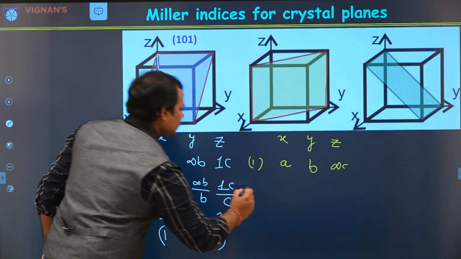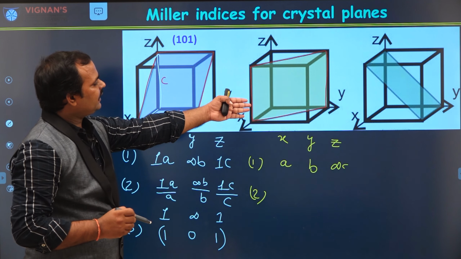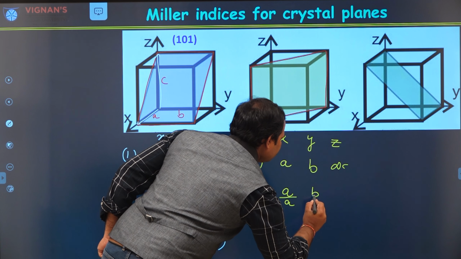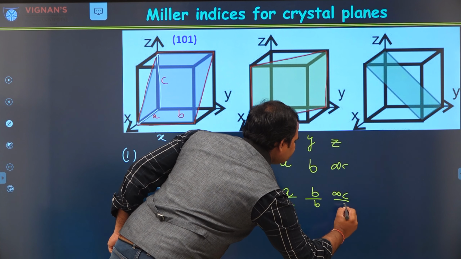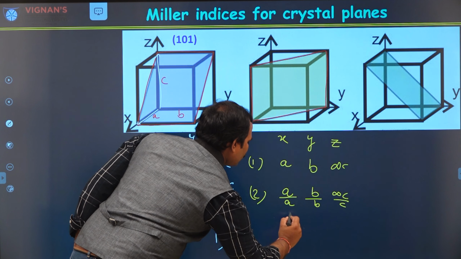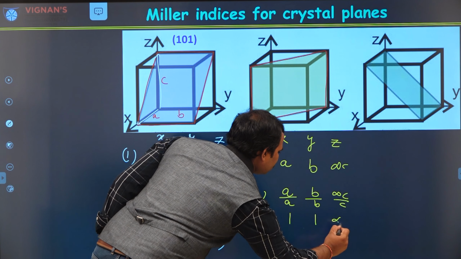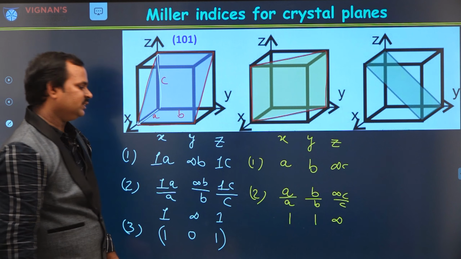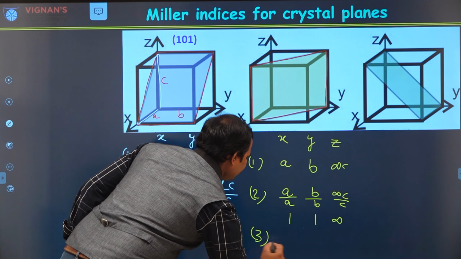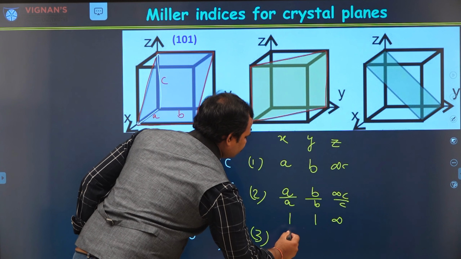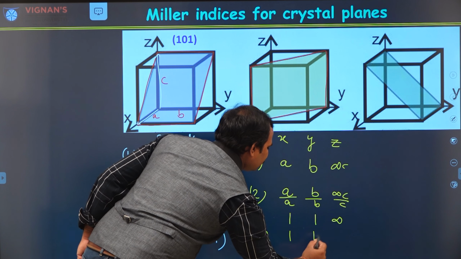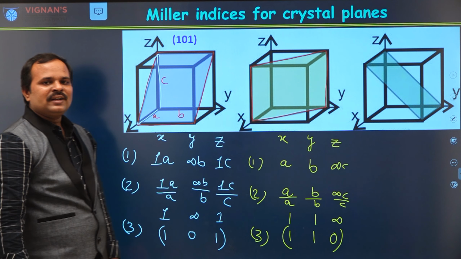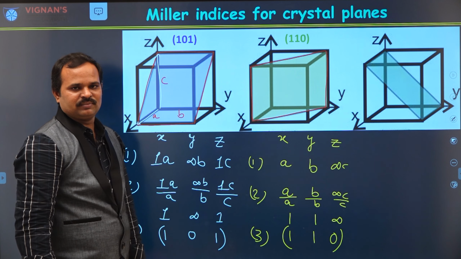Now, follow the steps. Second step, divide these intercepts by the lattice parameters. A by A, B by B, infinity C by C, which gives 1, 1, infinity. And the third step is to reciprocate them and make them the smallest integers. 1 by 1 is 1, 1 by 1 is 1, 1 by infinity is 0. Put them in parentheses. So, (1 1 0) is the Miller indices of this particular plane.